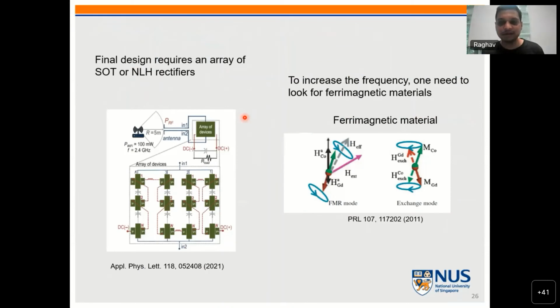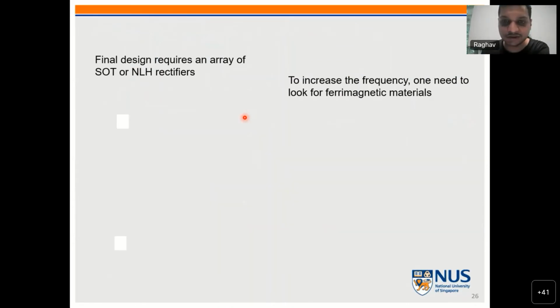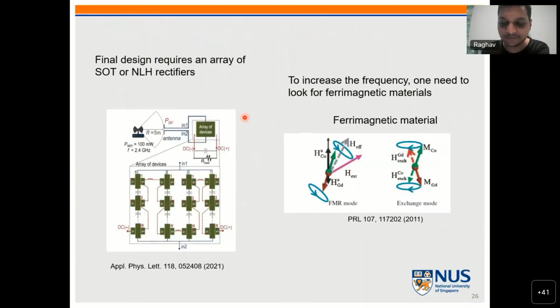Finally, coming to the application part, of course, we don't want a single device, because a single device shows only a few microvolts. So we have to make array-like structures to connect many Hall devices. Also there are some recent reports and some researchers are working on ferromagnetic materials using bilayers, because ferromagnetic materials can show a very high frequency signal. Basically they are looking at whether they can convert that resonance to a rectified signal or not.